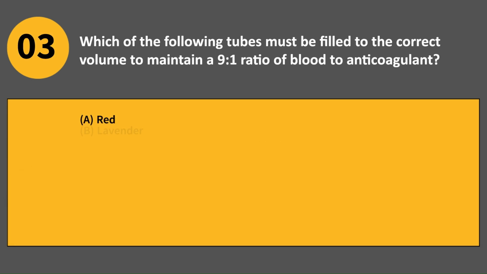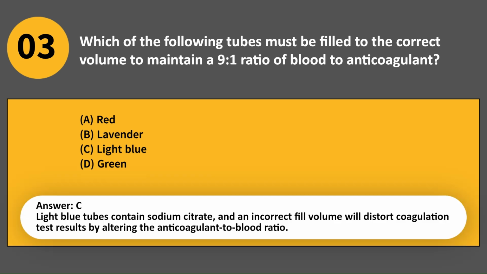Which of the following tubes must be filled to the correct volume to maintain a 9:1 ratio of blood to anticoagulant? A. Red. B. Lavender. C. Light blue. D. Green. Answer: C. Light blue tubes contain sodium citrate, and an incorrect fill volume will distort coagulation test results by altering the anticoagulant to blood ratio.